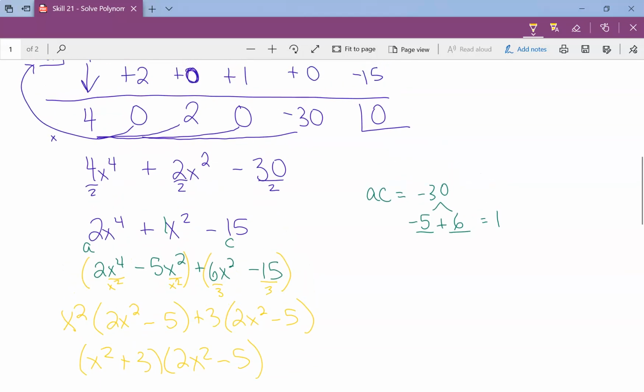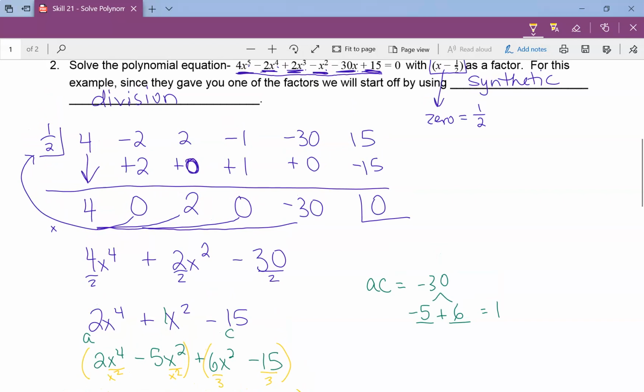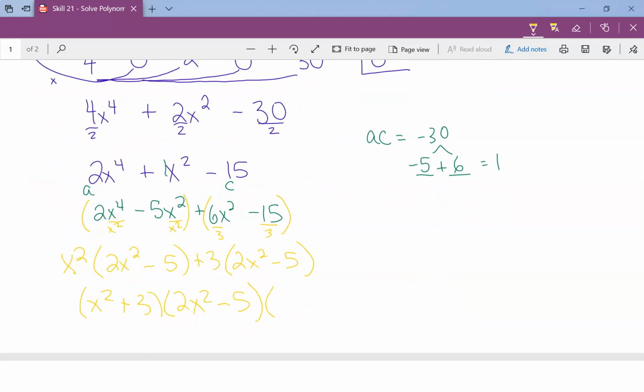And of course, we don't want to forget that x minus 1/2 was also a factor. So I'm going to bring that down as well. And we're going to find our zeros. Let me change color. This is a little light. So x squared plus 3 equals 0, 2x squared minus 5 equals 0, and x minus 1/2 equals 0.